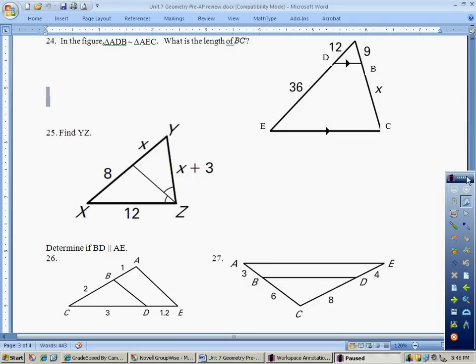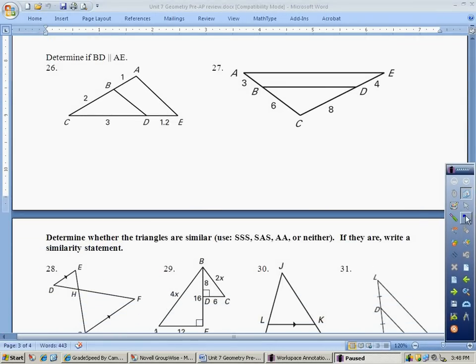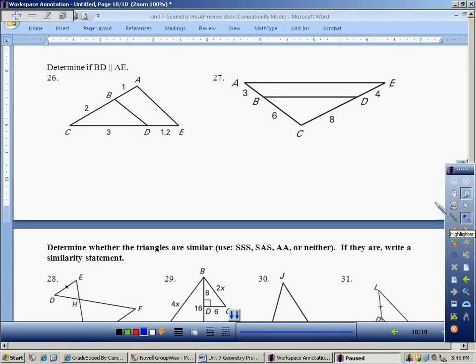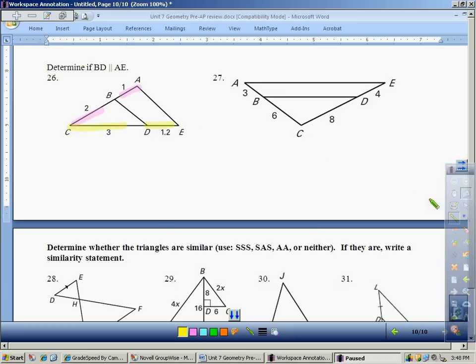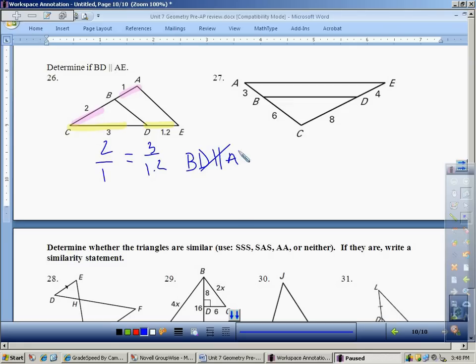In 26, to determine, this is the converse triangle proportionality theorem. So if 2 to 1 is the same or proportional to 3 to 1.2, then BD is parallel to AE. So is 2 to 1 the same as 3 to 1.2? I see that this is twice as much. This clearly is not. So BD is not parallel to AE.